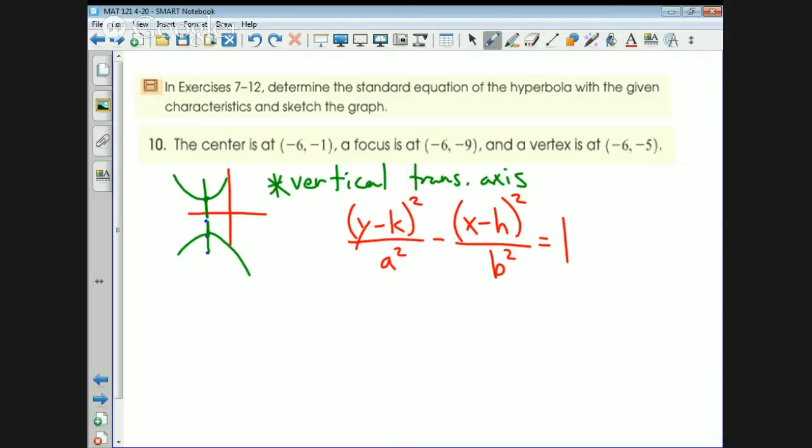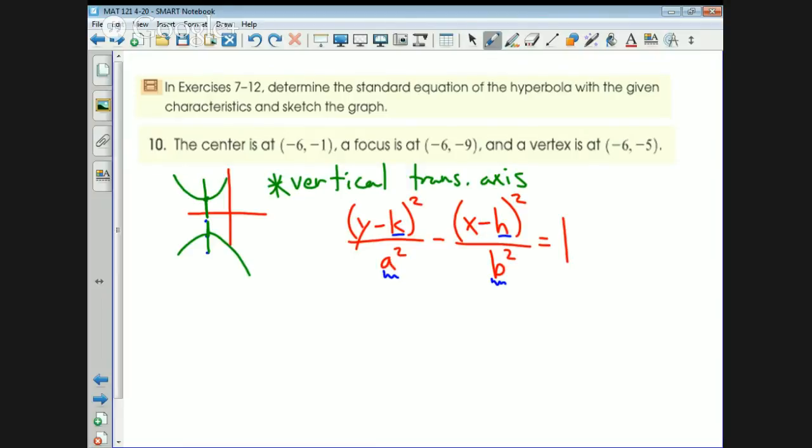So our goal here, once you figure out it's a vertical transverse axis, I highly recommend you go ahead and write down that formula right away. And then it becomes real clear what it is you're looking for. We're looking for an h, k. I need my center. I need a value for a. How far do I go up and down from the center, and then I'll square that to get a squared. And I need a value of b. How far do I go left and right from center? And then I can square that to get my b squared.